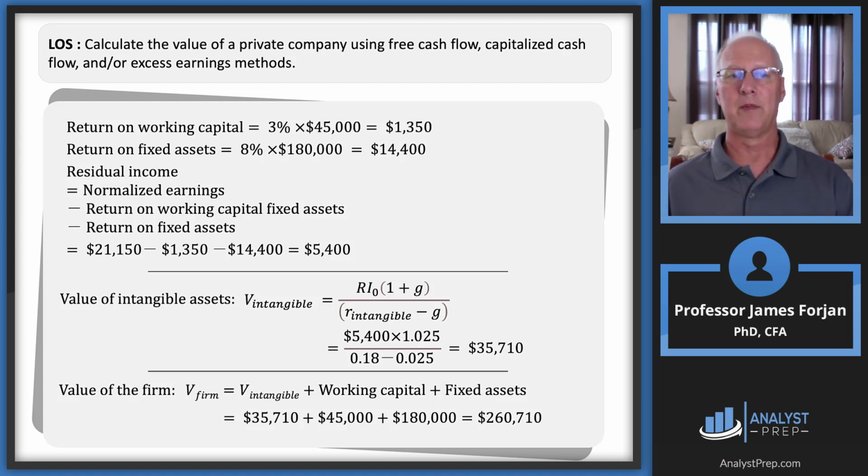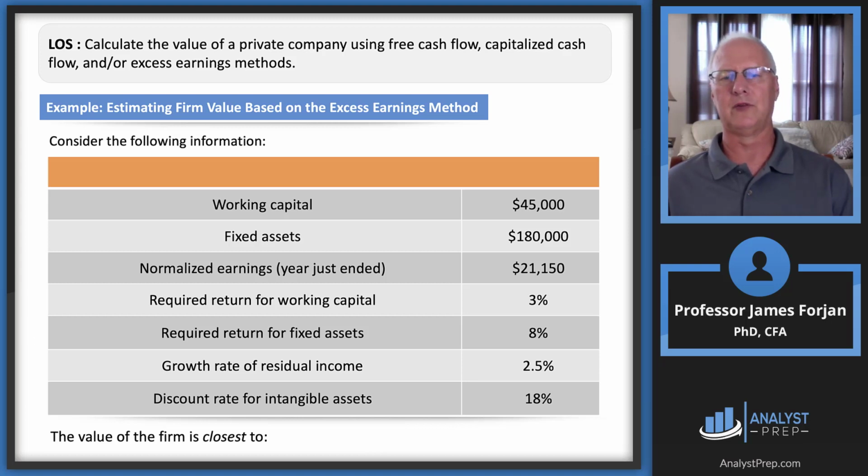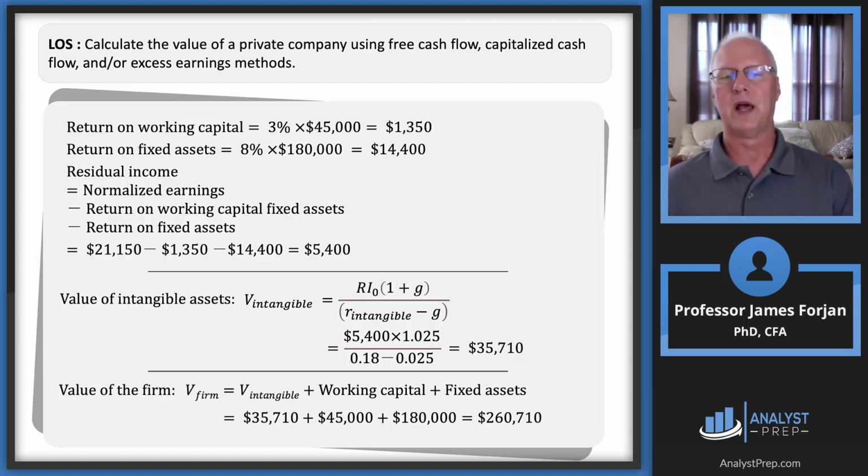Put that in the numerator, but that's current, right? So multiply it by the growth rate. Were we given that growth rate? Yeah, there it is, 2.5%. Multiply that by 1.025, subtract it by the 18% minus the 0.25, and that gets us 35,710. So we add working capital, we add the fixed asset.